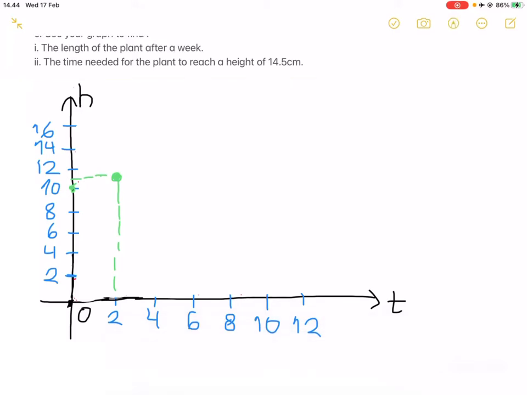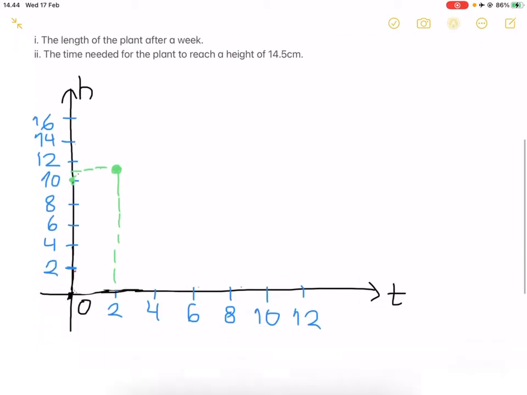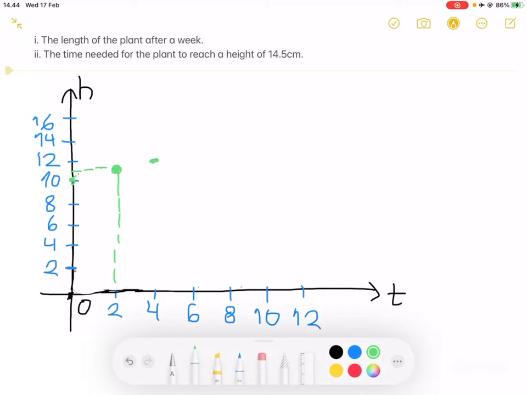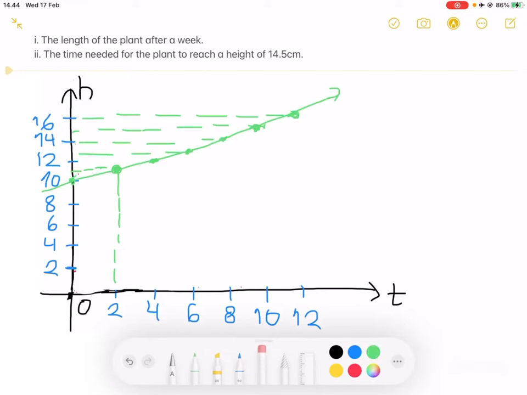Next point is 4, 12. It's right here. And then next is 6, 13, somewhere right here. And then you can just do this all and on. But I'll just finish the function anyways. So let's just draw a line like so. Alright, so that is the function, and don't forget to label the equation of the function. So in this case it is h is equal to 10 plus 0.5t.